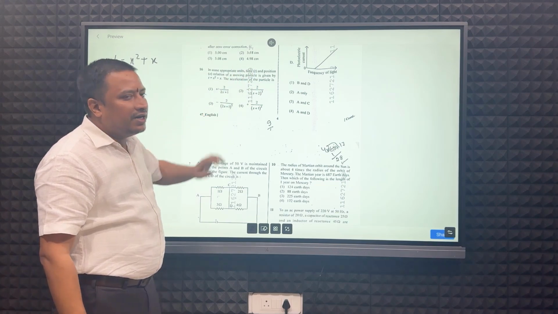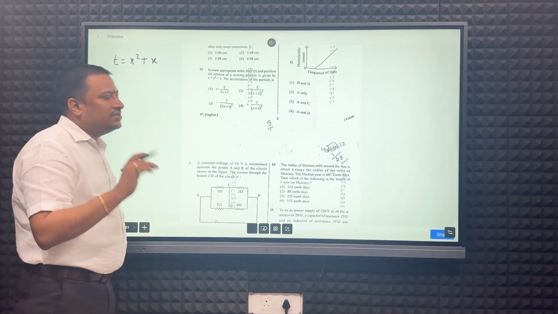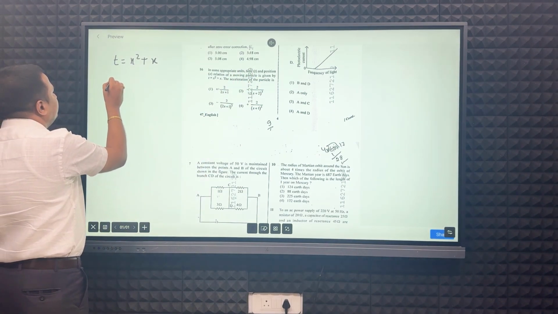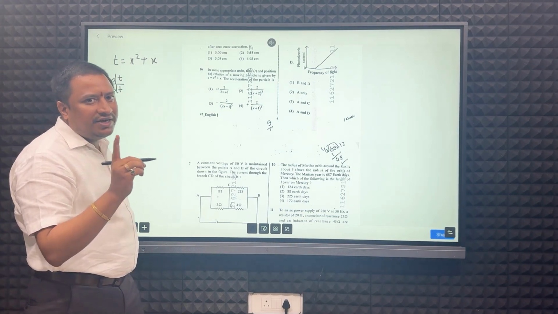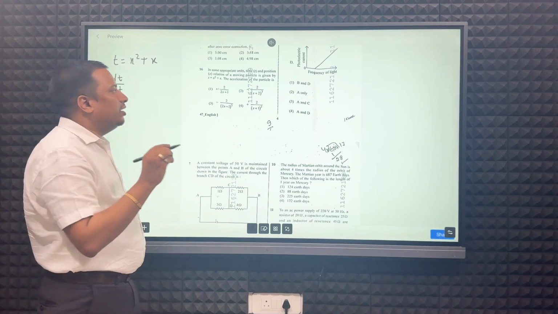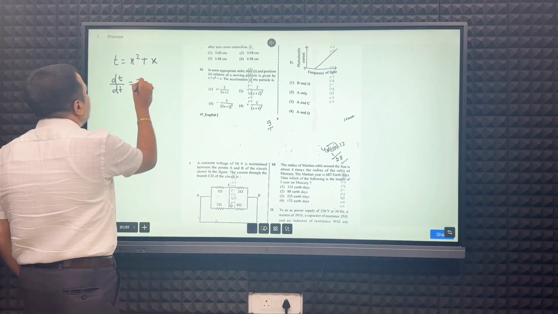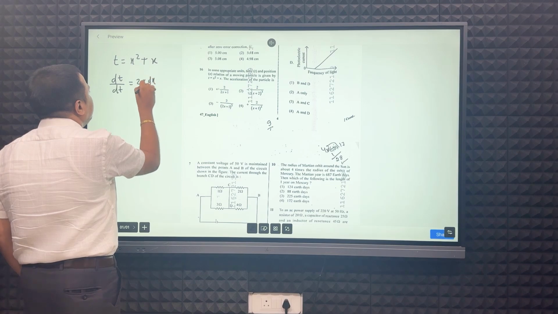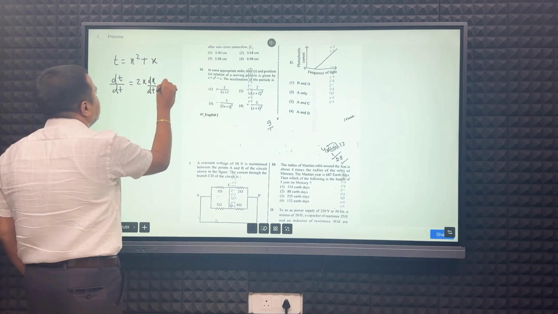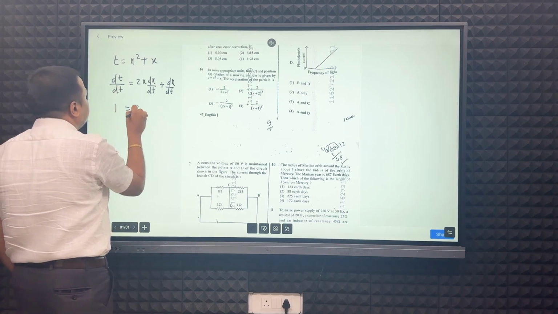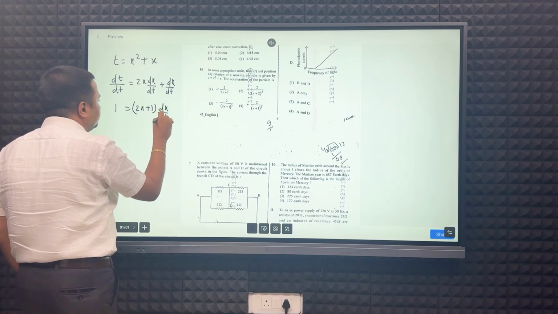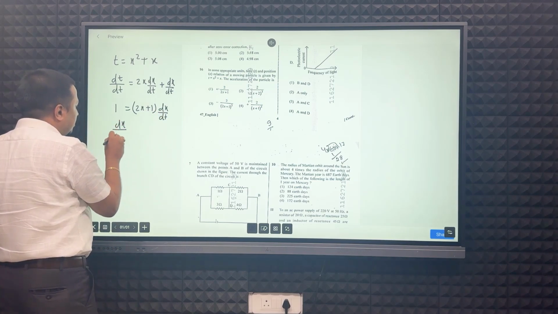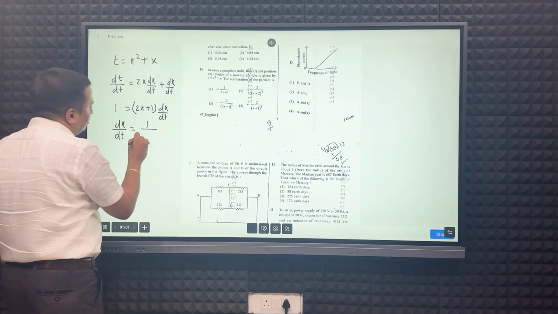The acceleration of the particle will be. They are not asking us velocity, they are asking us acceleration. Can I differentiate both sides with respect to time? This will become dt by dt. What am I doing? I am differentiating the equation both sides with respect to time. It will become 2x dx by dt plus dx by dt. This will become 1. Here it will be 2x plus 1 dx by dt. Dx by dt is what? V. So I have got dx by dt now. What is that dx by dt value? It is 1 by 2x plus 1.